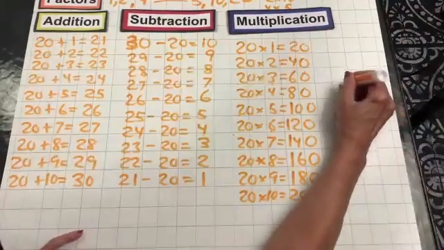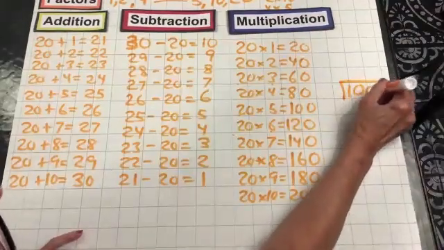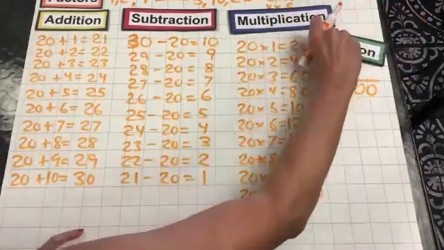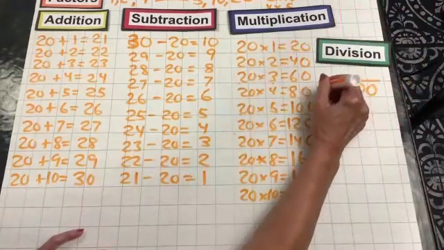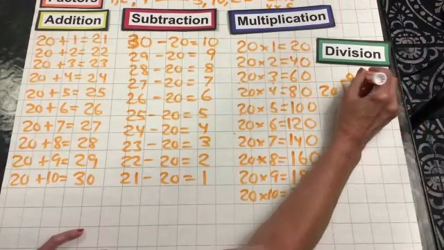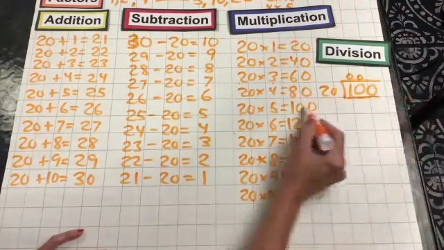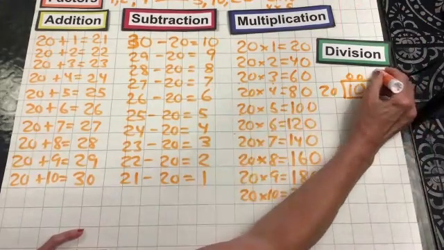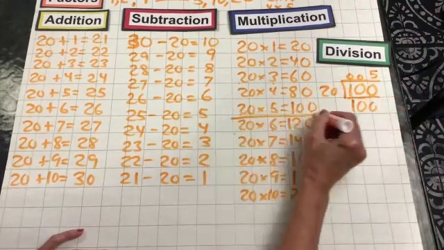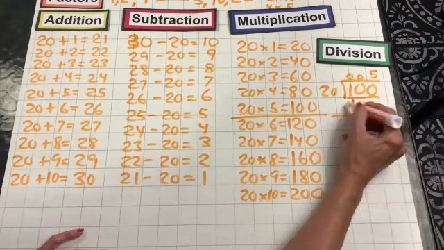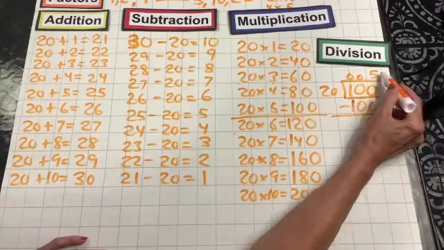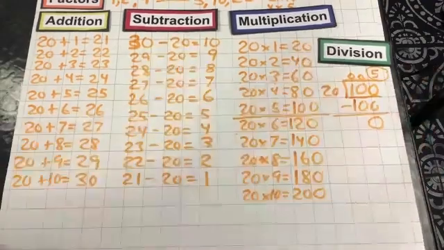Let's go ahead and do our division over here. So let me put that up here. Division, good old division. 20 goes into 100. So 20 does not go into 1, 20 does not go into 10, but 20 will go into 100. How many times? Well, according to here, 5 whole times. 5 times 20 is 100. According to our multiplication, we take 100 away from 100, we get 0. So 20 goes into 100 5 times. And that's our answer there.